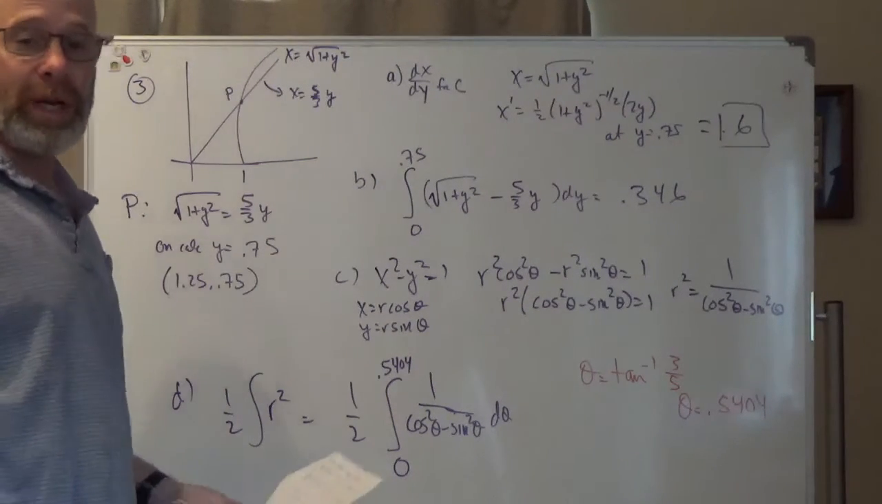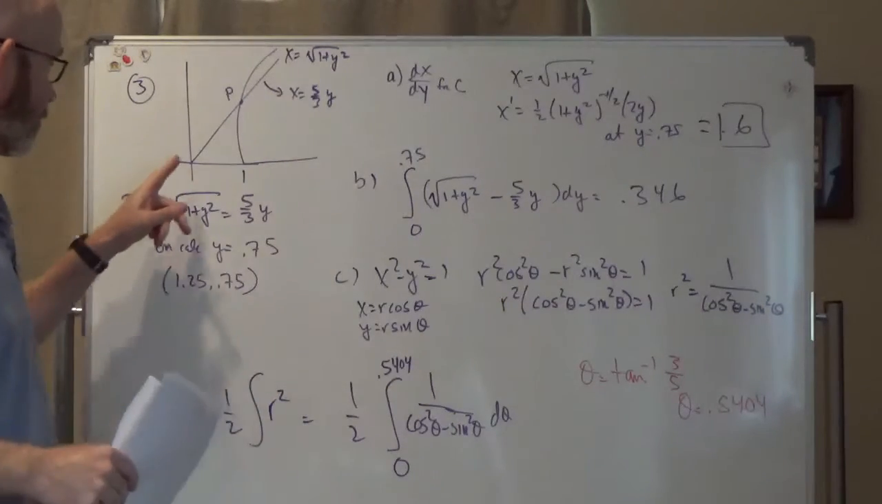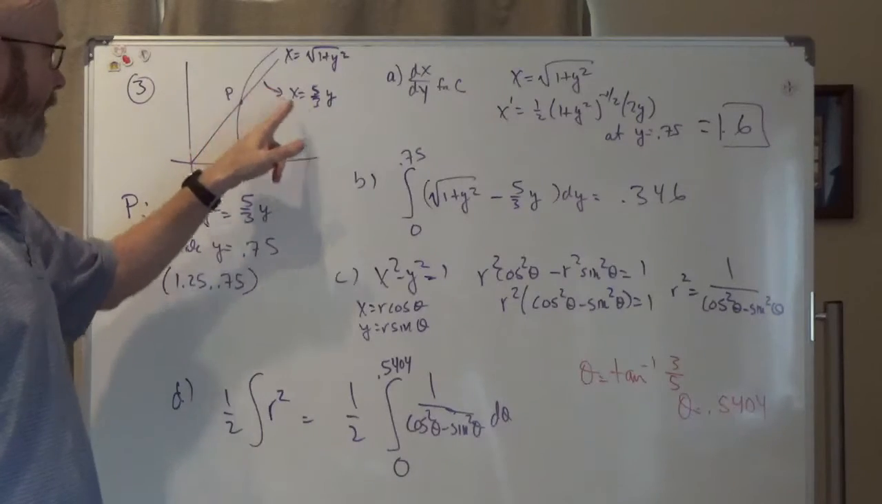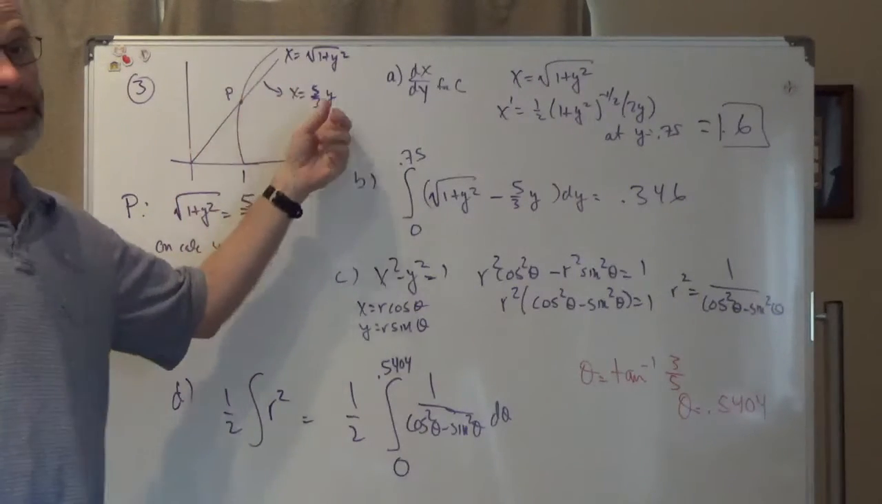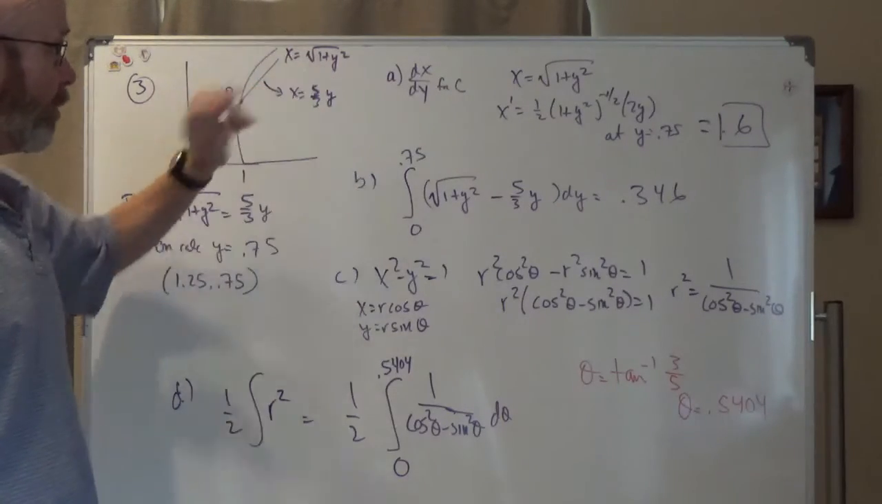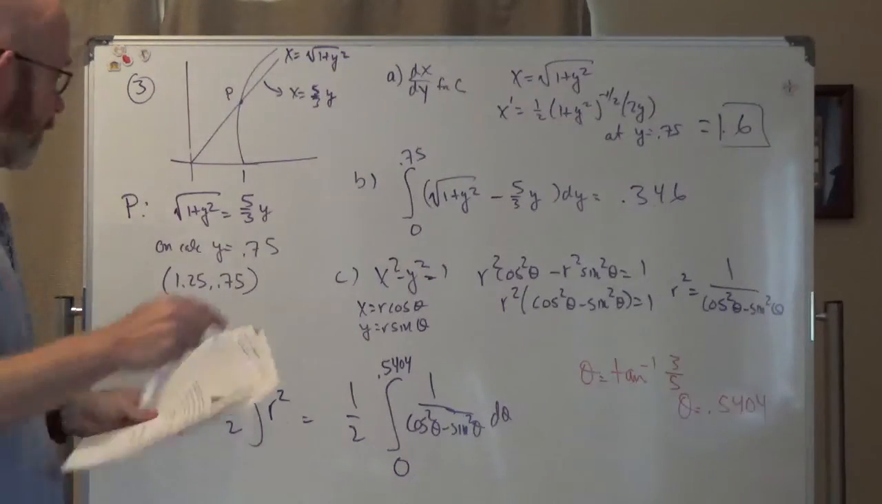Okay, assignment 20A, problem number 3. We have two curves, or a line and a curve. The first one is this line, which is x equals 5/3 y. Everything's in terms of y, a little backwards. We have this other curve, that's x equals square root of 1 plus y squared. And then this is region S.